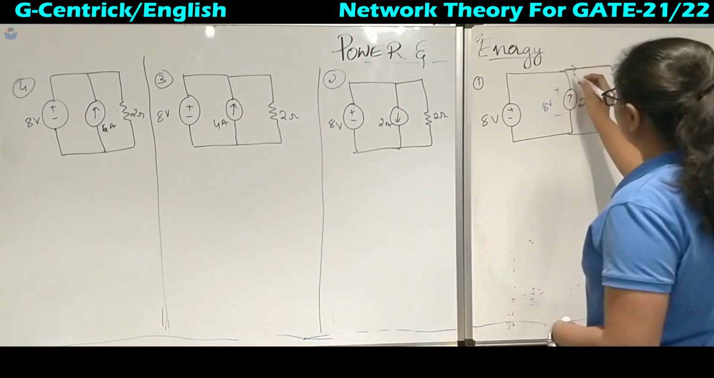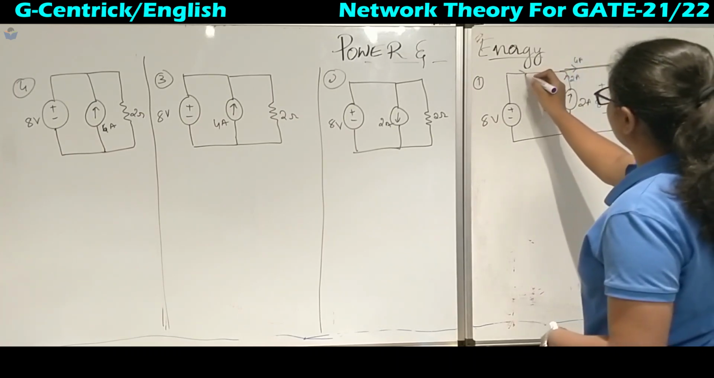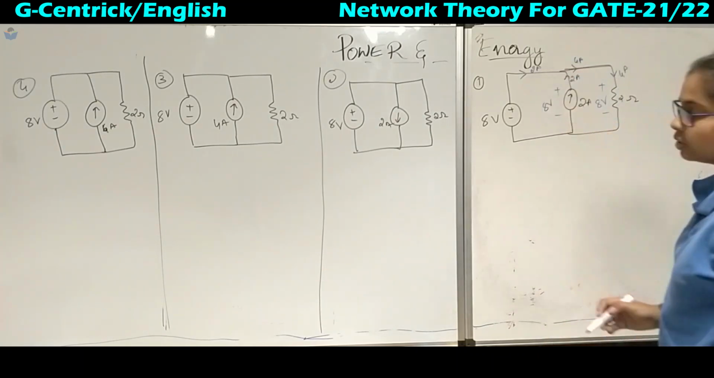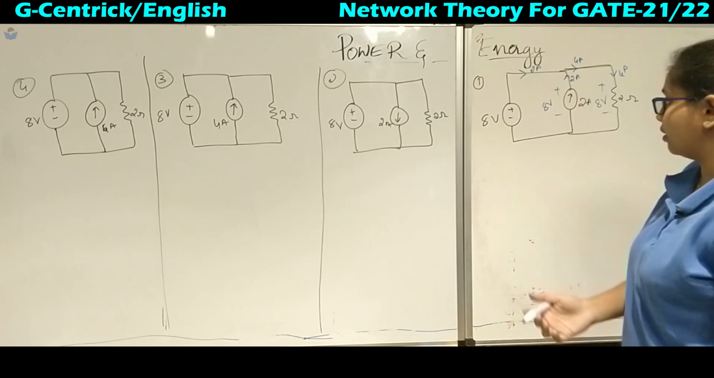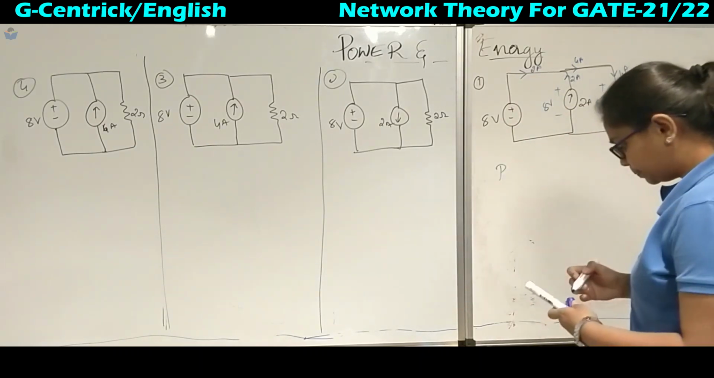Okay, so the current is 4 here and the current is 2 amperes. So what will be the current here? It is 4 minus 2, that is 2 ampere. So from this voltage source 2 ampere current is delivered. So now for each of the branches, each of the elements, we have got voltage and current. So now power we can find easily.